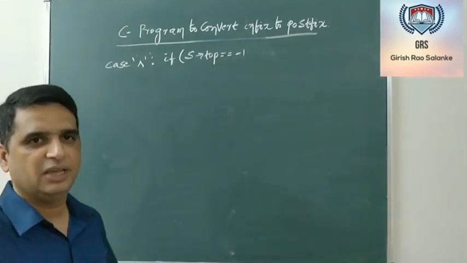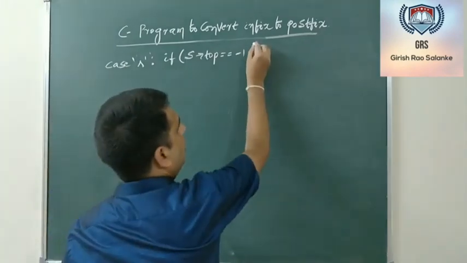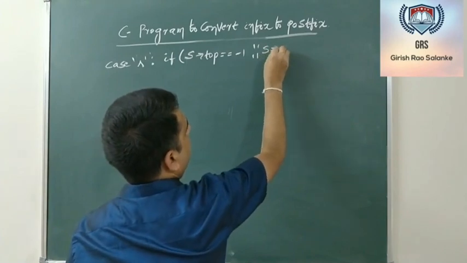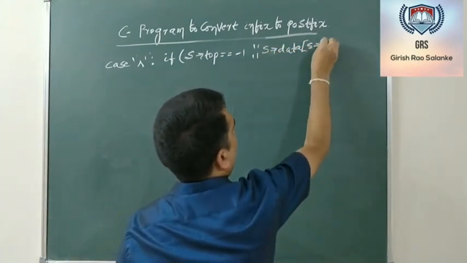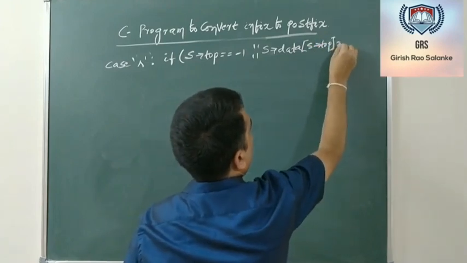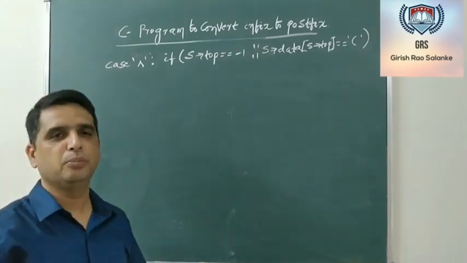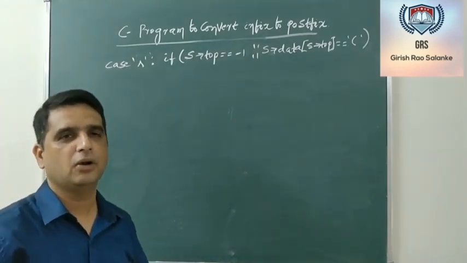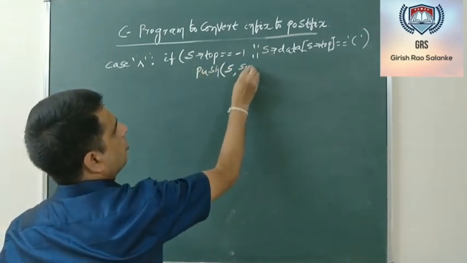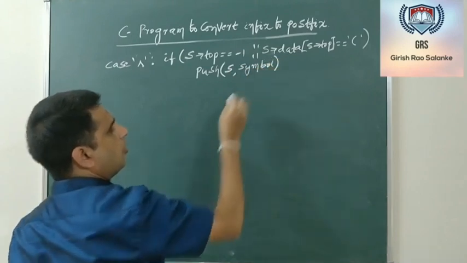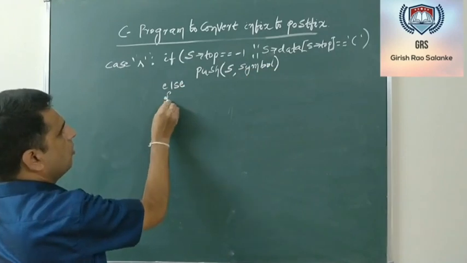This is one condition. If stack is empty, or I need to check whether top of stack is having a left parenthesis, that is S of data of S of top is equal to a left parenthesis. If this condition is true, then I need to push the operator onto stack. Else, open this else statement.